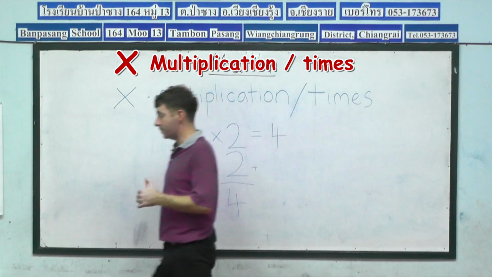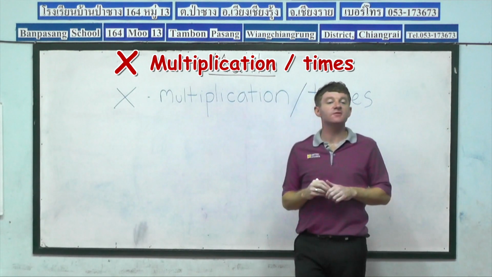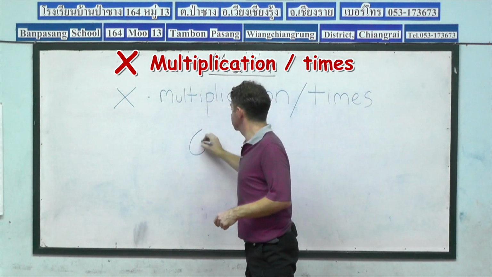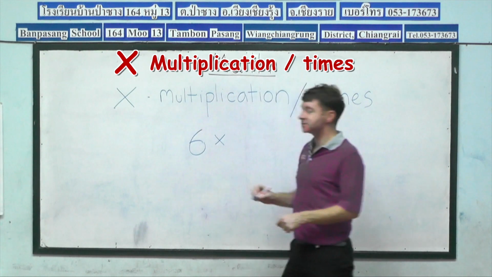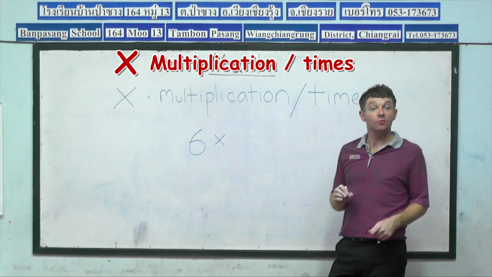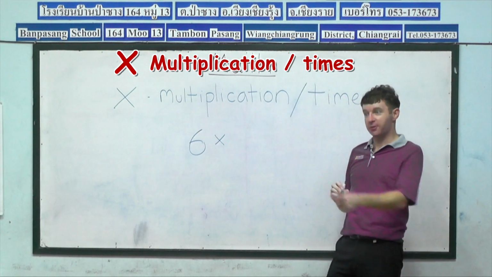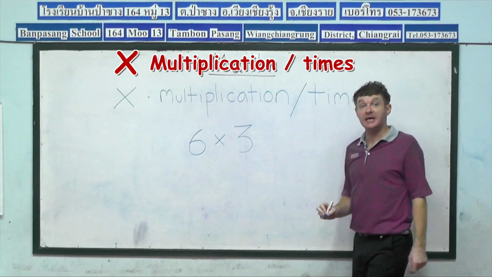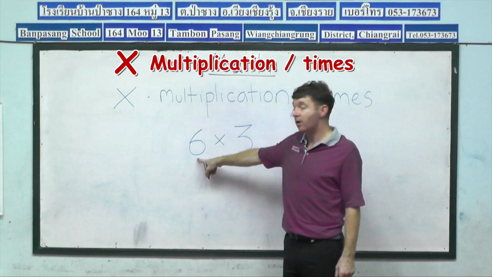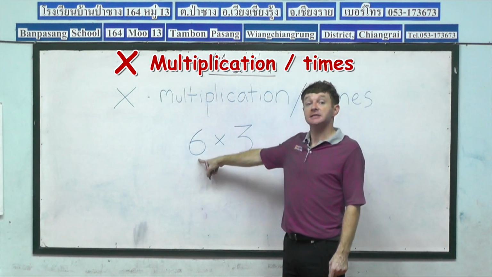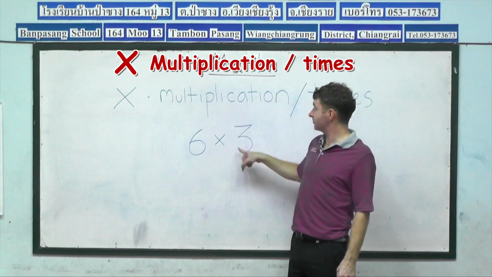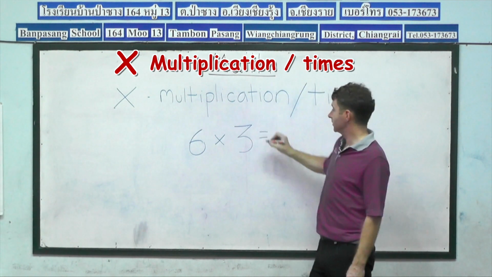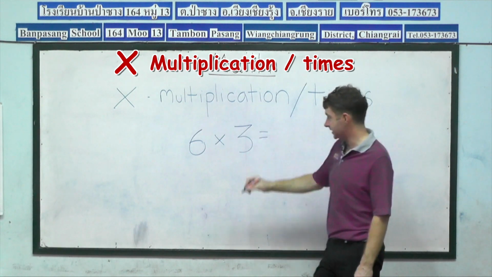Now let's do another one. How about someone give me a single digit number? 6, okay, we've got 6 times, how many? 2. We've had 2, give me a 3, okay. So what we do with multiplication or times is what's our first number? 6. And how many times do we have to multiply 6? Times 3.